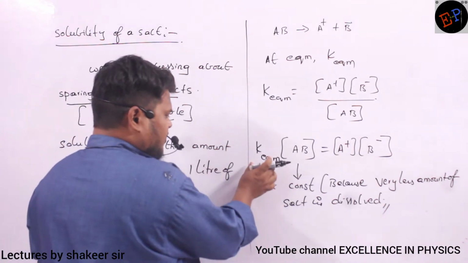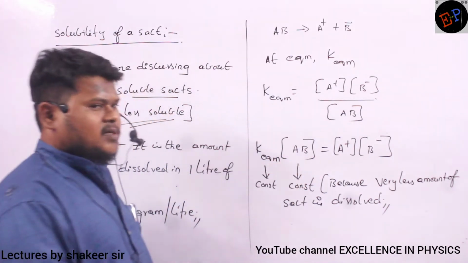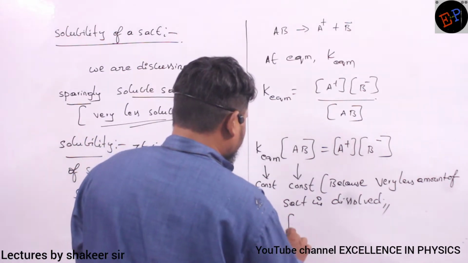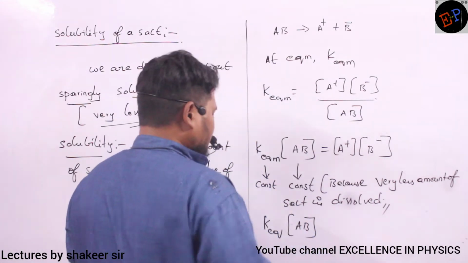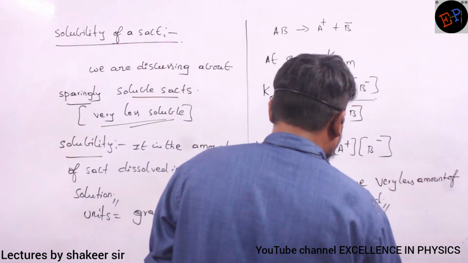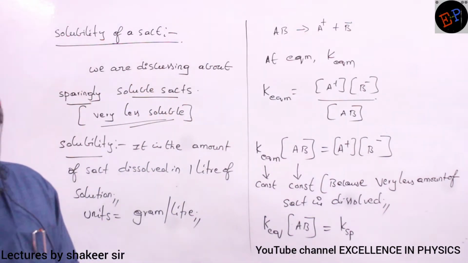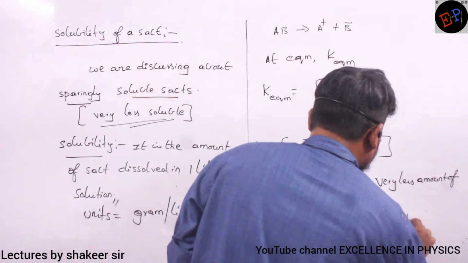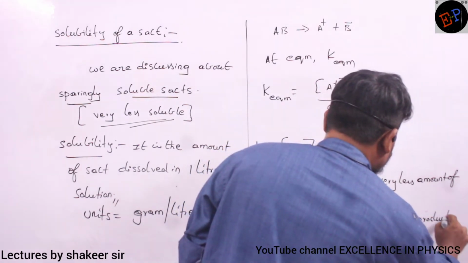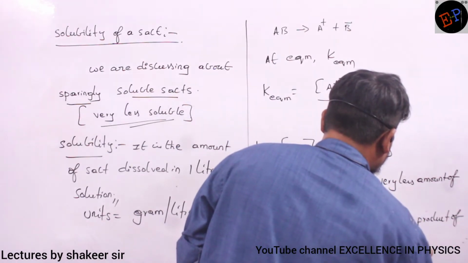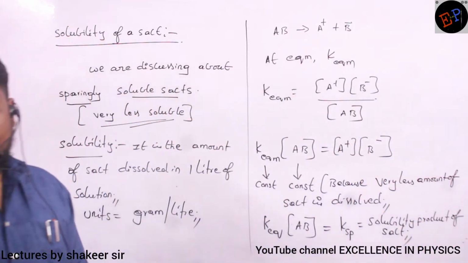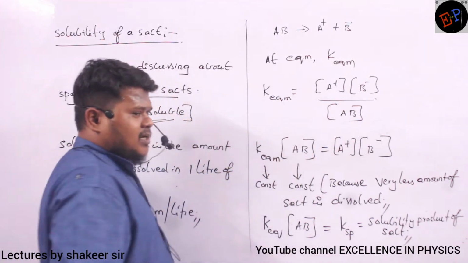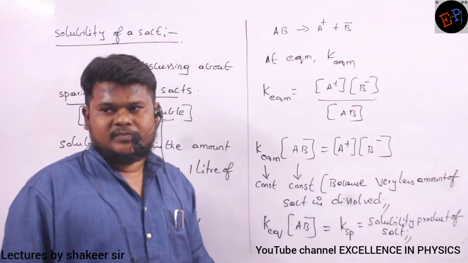So this product of K equilibrium and the concentration of this salt, combinedly, I will write here. So K equilibrium multiplied by the concentration of this salt, combinedly this product is called as Ksp. Okay? And what is this Ksp? This is called as solubility product of the salt. Solubility product of salt. Are you able to understand? So what is meant by Ksp here? Ksp is the product of equilibrium constant multiplied by the unchanged concentration of the salt. Are you able to understand?